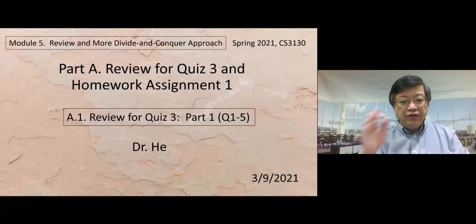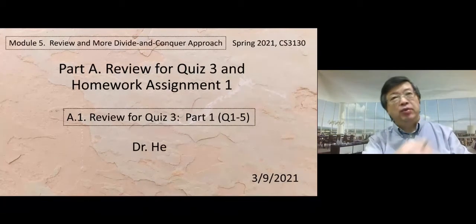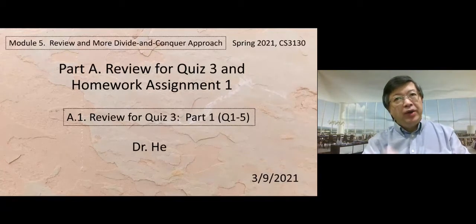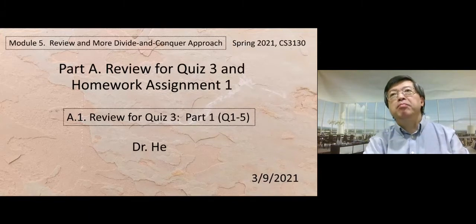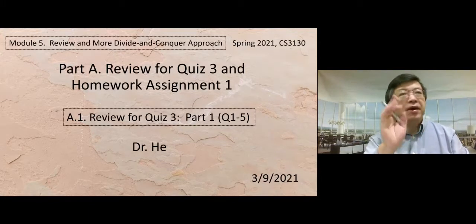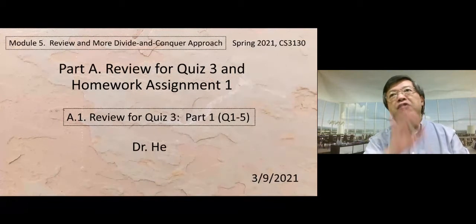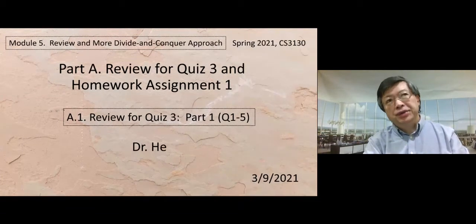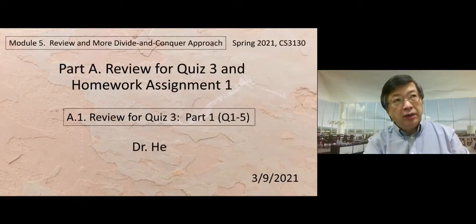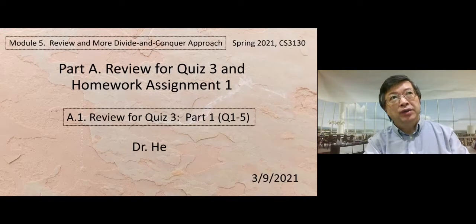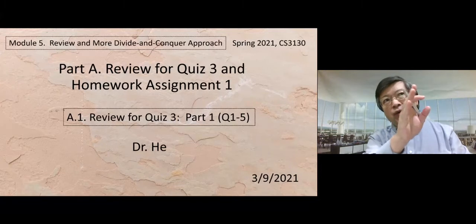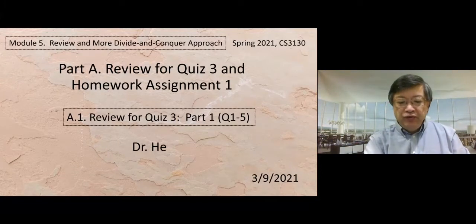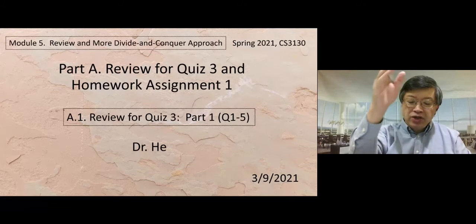Module 5, Review and More Divide and Conquer approach. We have a few more small topics left in Module 4, Divide and Conquer, but we already have 5 parts. So I like to start a new module to complete the remaining part. But the most important thing we need to do now is review for the midterm. So in part 1, we will do that review: review for quiz 3 and homework assignment 1.